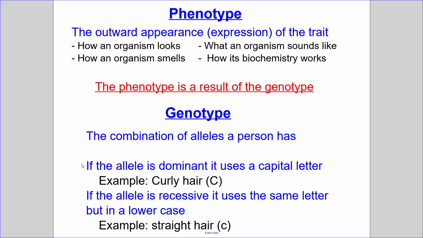So, for example, if the allele is dominant, we're going to use capital letters. For example, curly hair would be a capital C. If the allele is recessive, it uses the same letter, but in lowercase. So if straight hair happened to be a recessive trait, then we would use a lowercase c because the uppercase C would stand for curly hair. So it's the same letter, but what distinguishes them is their case, uppercase or lowercase.